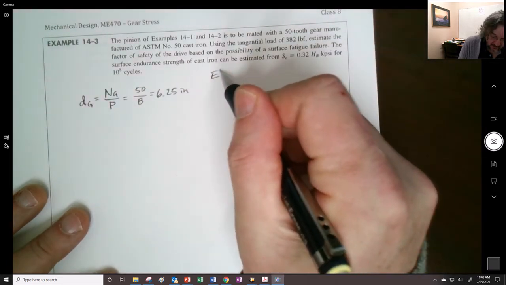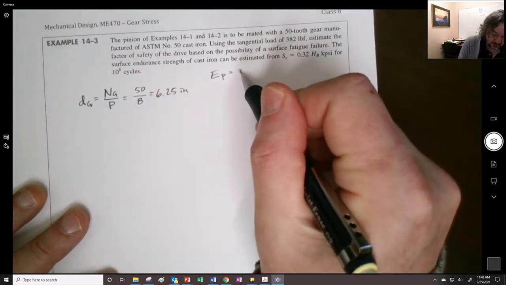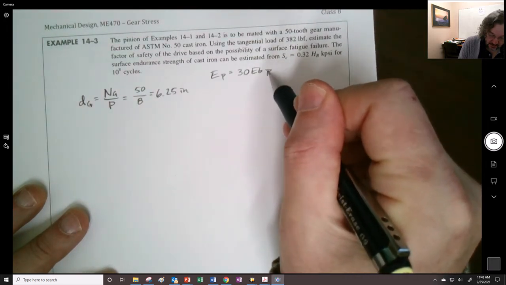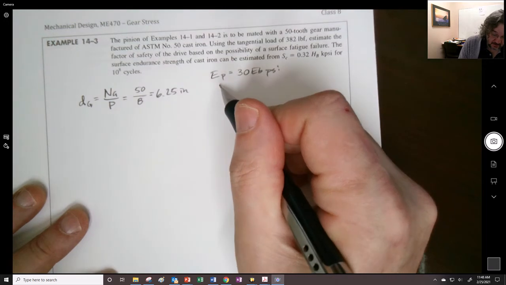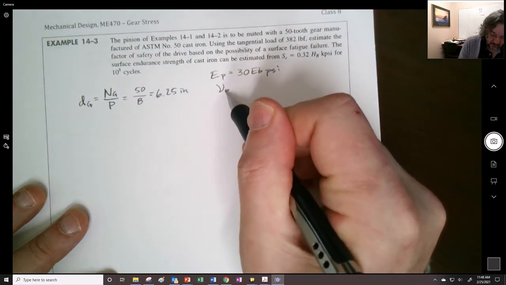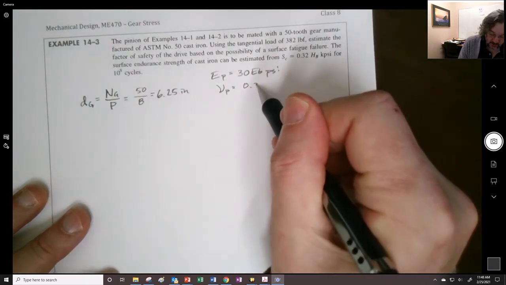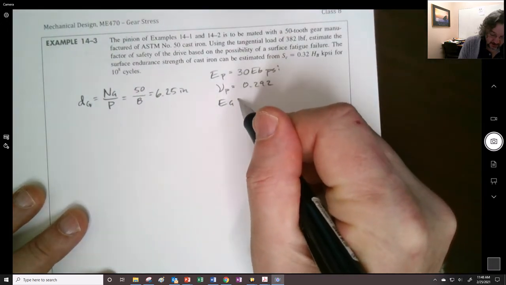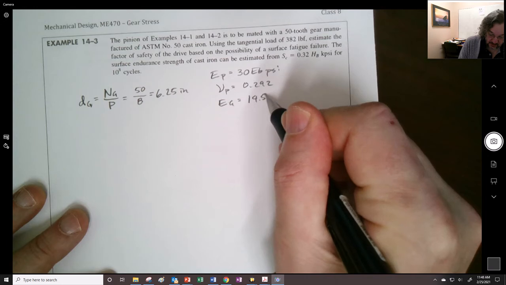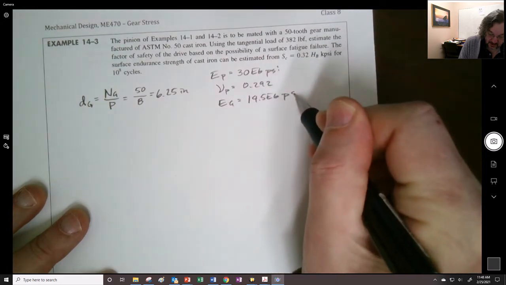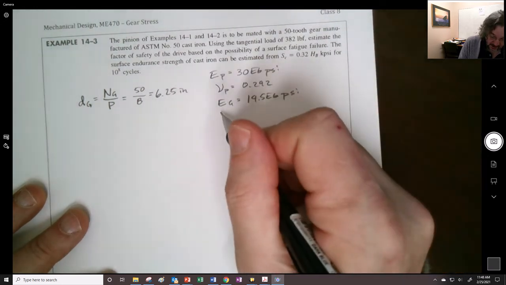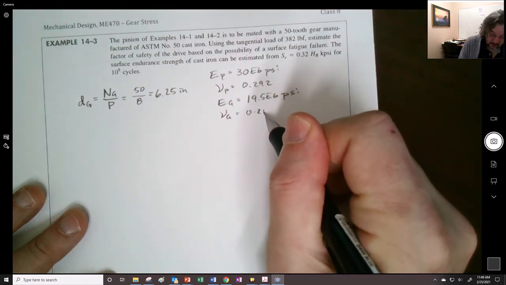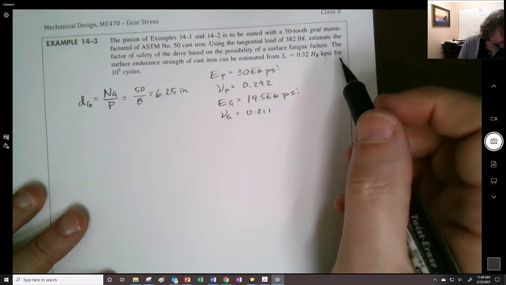Things I needed to look up for the pinion: we're going to use the elastic modulus of 30E6 psi. Poisson's ratio for the pinion is going to be 0.292, that we just looked up. The gear is going to have 14.5E6 psi, because it's going to be cast iron. The Poisson's ratio of the gear is 0.211, all things we just looked up.